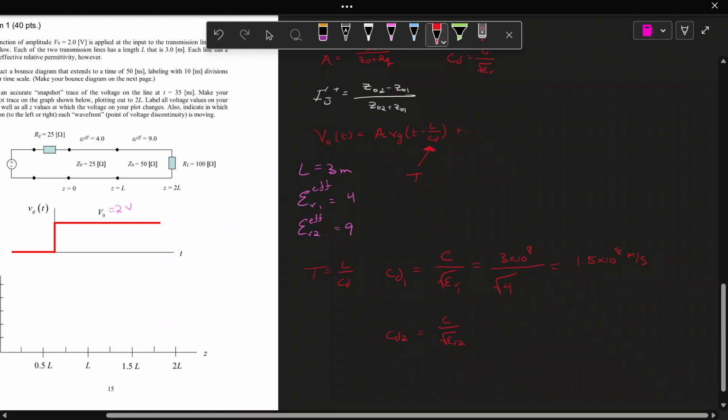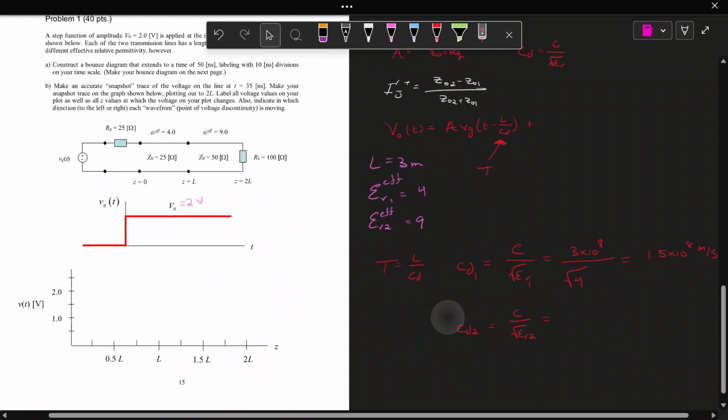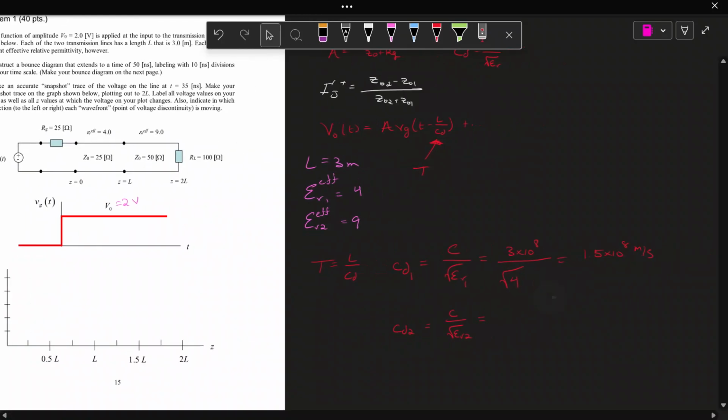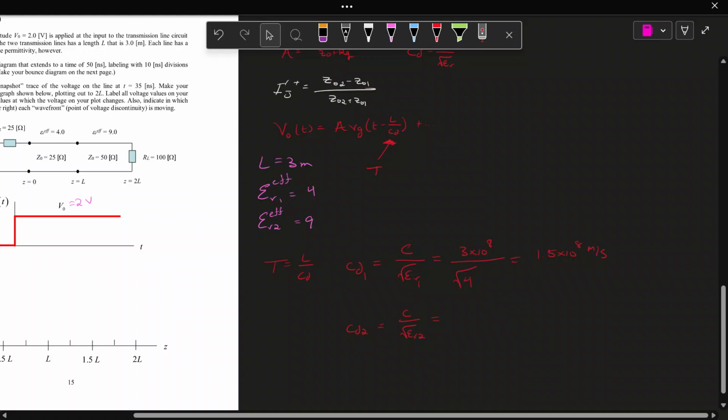Because we need the period. Doing bounce diagrams, we need the period at which the wave hits the junction, or hits the load, or the source. We need to know when the waveform makes these milestones. So we have 3 times 10 to the 8th over the square root of 9, and this is equal to 1 times 10 to the 8th meters per second.